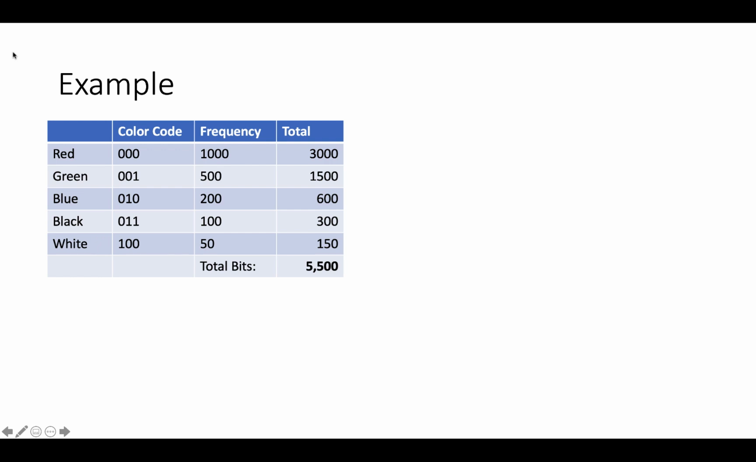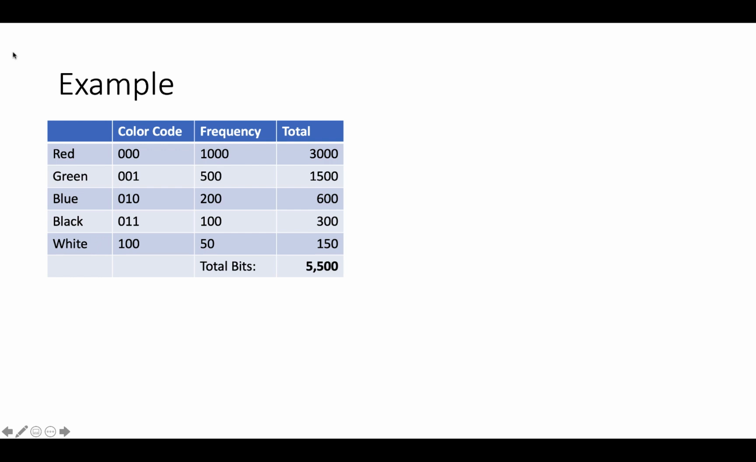So here we have an example image. We've got red, green, blue, black and white pixels. Each one has a color code assigned to it. And then the frequency column tells you how many pixels there are of that color. So there are 1,000 red, 500 green, etc., etc.